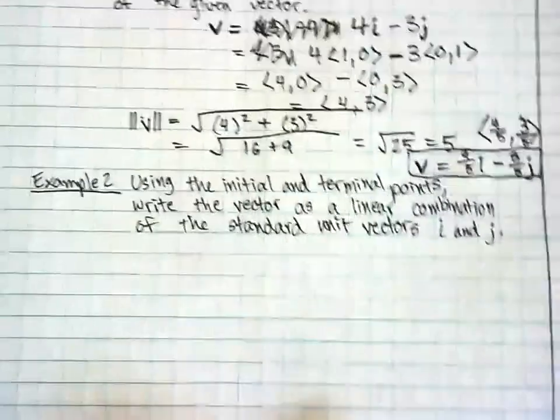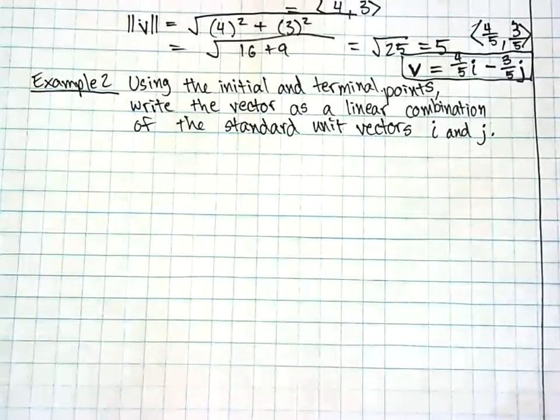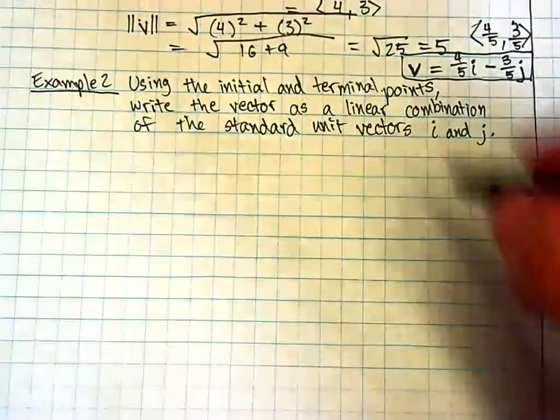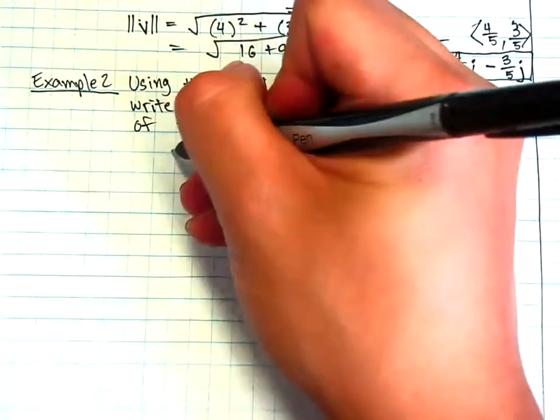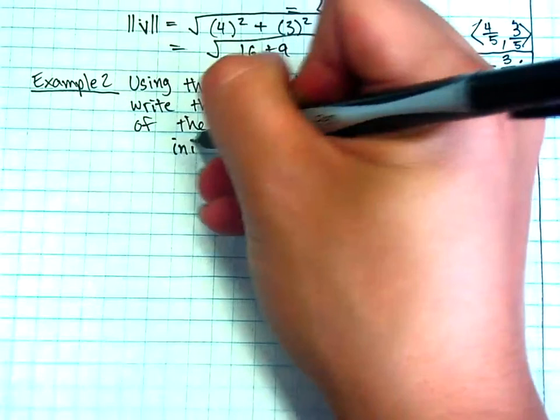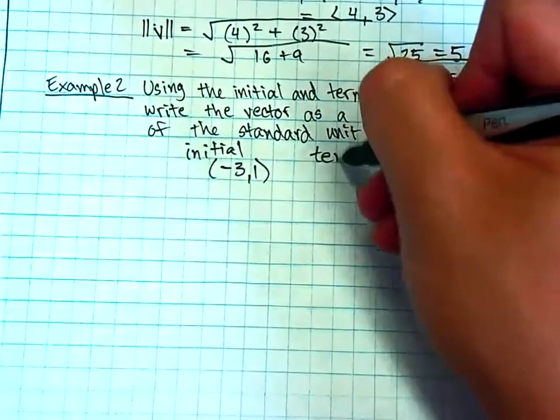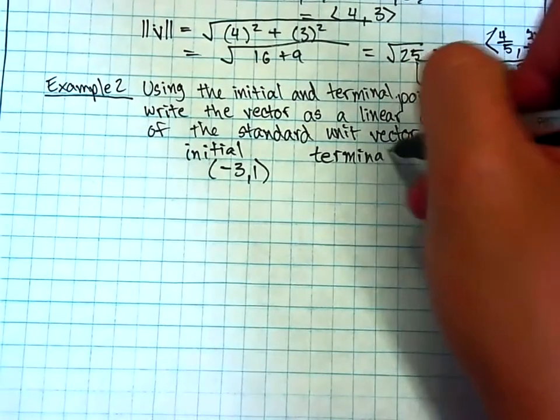From there, we're going to move now into example 2. Using the initial and terminal points, we're going to write the vectors as a linear combination of the standard unit vectors i and j. In other words, you're going to be given an initial and terminal point, and from there, we solve it. So let's go with an initial point of (-3, 1) and a terminal point of (4, 5).